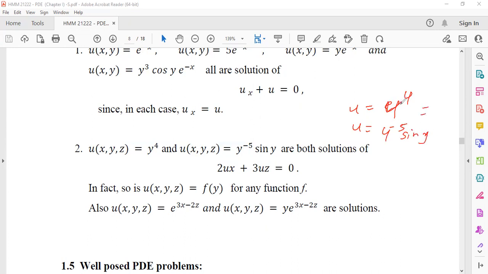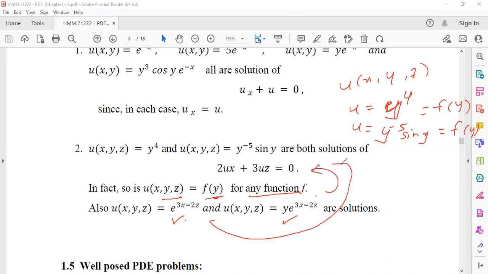So we don't know whether u depends on x, y, z, or only y. We don't know, but the answer only has y, no? So they say maybe it is a function of y only. So this can be written as a function of y only, for any function f. But there are situations, so let's check this also. This solution also satisfies this equation. This also satisfies this one.